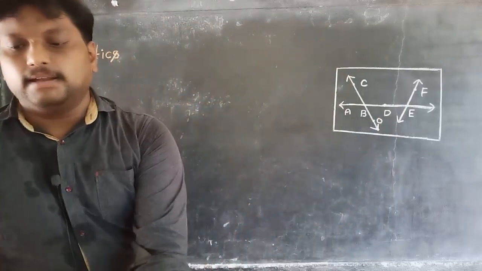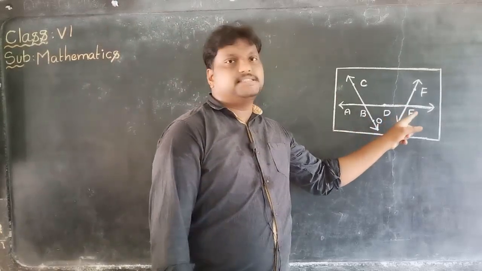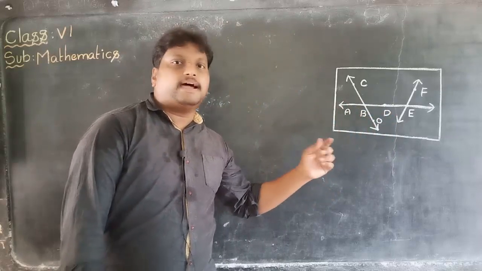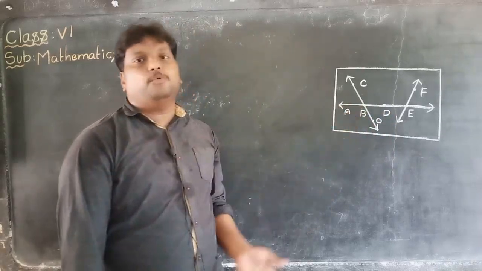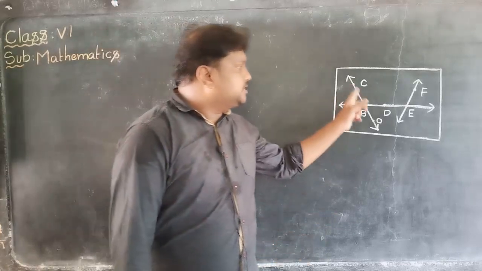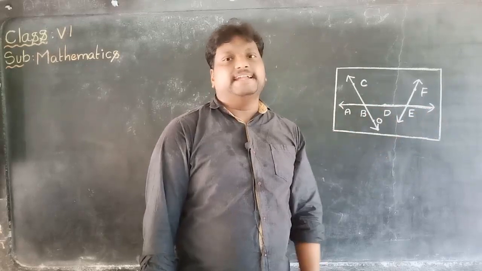Okay. From the figure, just observe the figure. Here three lines are there. By using one line we can represent so many lines. Already we explained in the previous problem. Just observe, one line is horizontal, and two lines are intersecting lines.